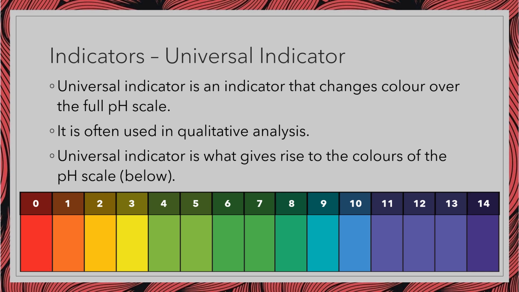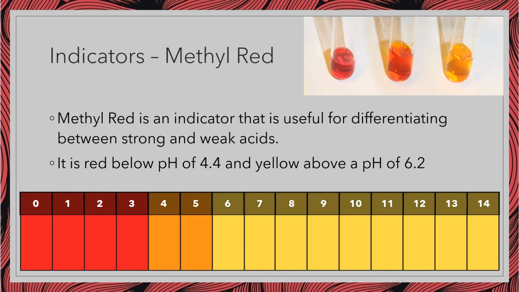But we have some different indicators. Methyl red. So methyl red's an indicator that's useful for differentiating between strong and weak acids. It's red below a pH of 4.4 and yellow above a pH of 6.2 with a gradual change in between them. So you can see here 0 to 3 I've got as red, 4 it starts to yellow off, 5 it's still a bit orange, but by the time we hit 6 it's got that nice yellow color, and you can see the picture up in the top corner there.